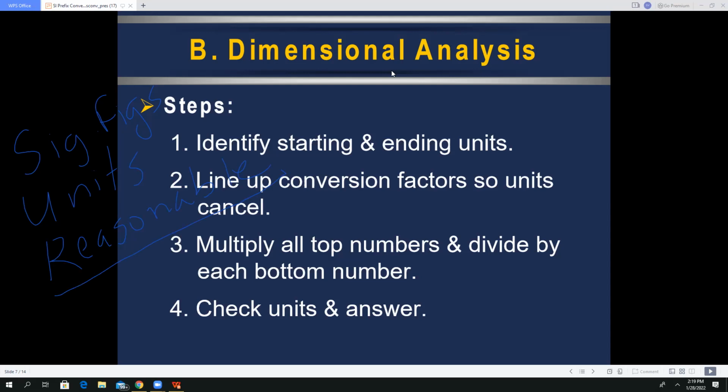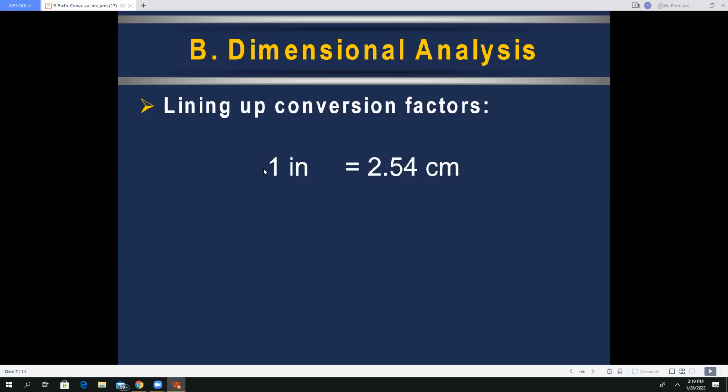Okay, so this is what I call the SURE method. You check your sig figs, your units, and then you think about it and say, this sounds reasonable to me, or it doesn't. And you'll see you'll develop that. Okay, so let's go next to a problem.